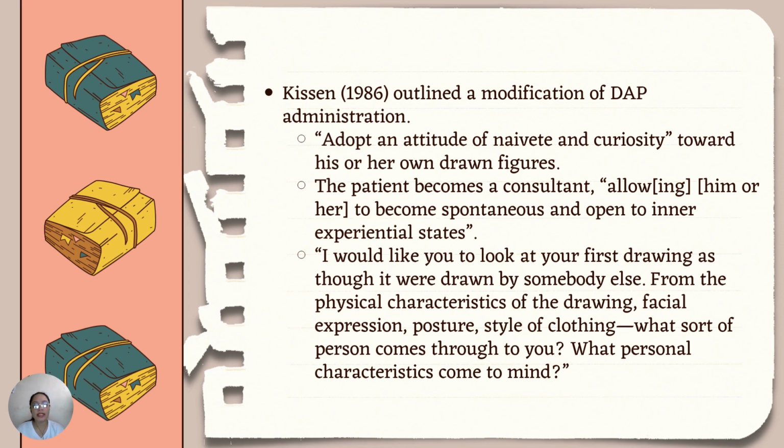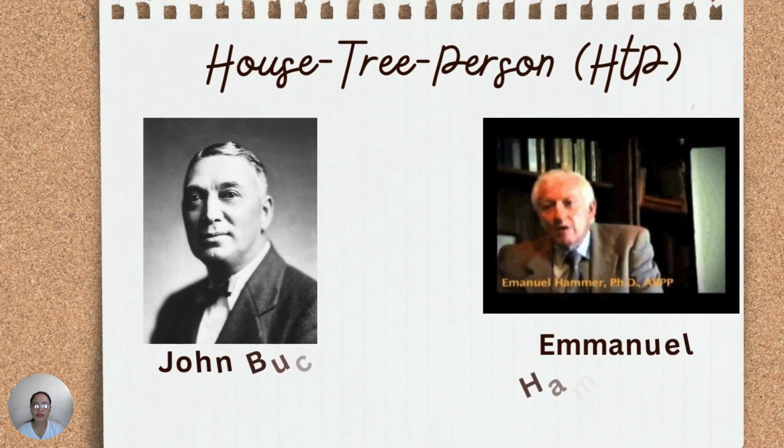Kissen also recommends saying, I would like you to look at your first drawing as though it were drawn by somebody else. From the physical characteristics of the drawing, facial expression, posture, style of the clothing, what sort of person comes through to you? What personal characteristics come to your mind? Questions are also asked concerning how the person might relate to others of his or her own gender and to others of the opposite gender.